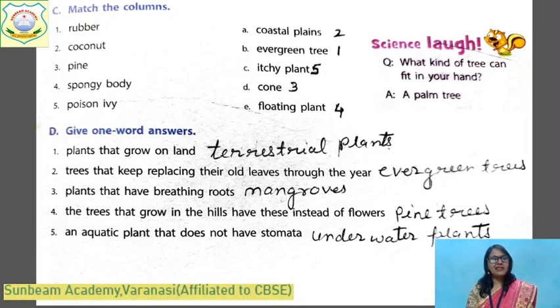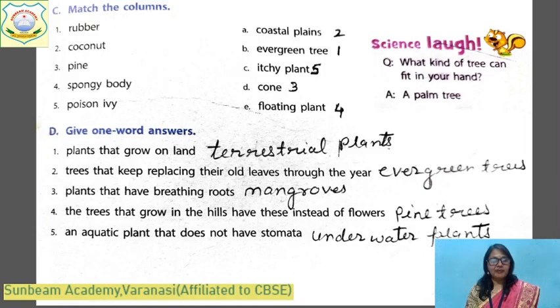Yes. Now answer in one word. Plants that grow on land. Terrestrial plants. Trees that keep replacing their old leaves. Evergreen trees. Plants that have breathing roots: mangroves. The trees that grow in the hills have these instead of flower. What trees? Pine trees.